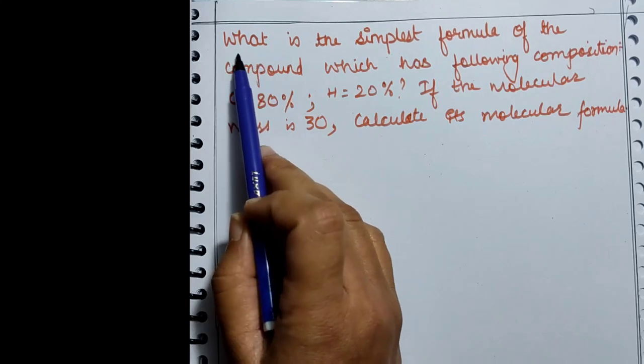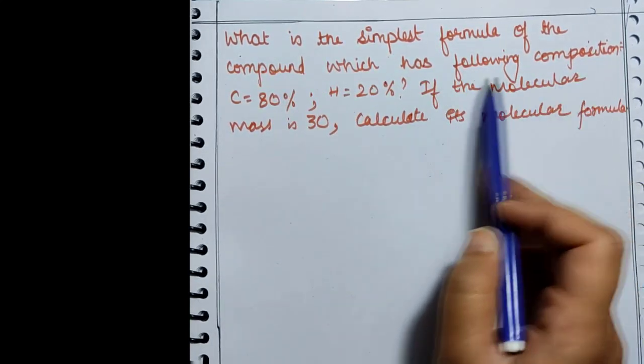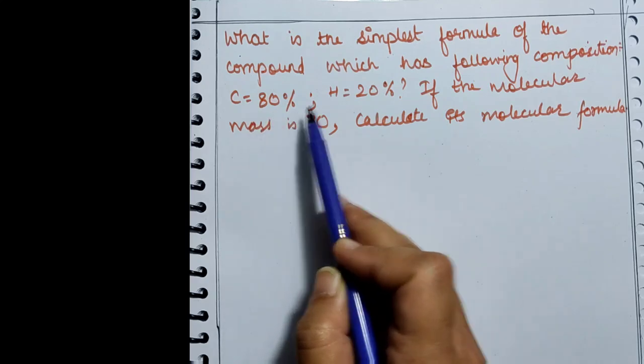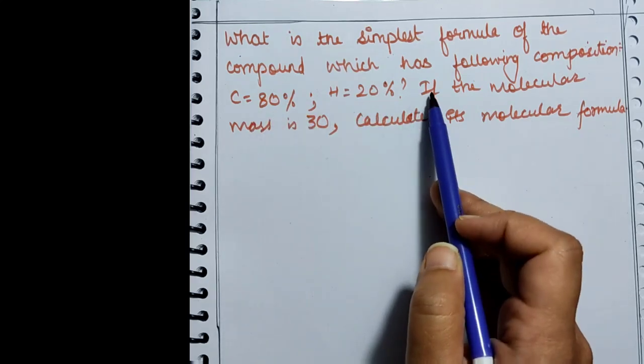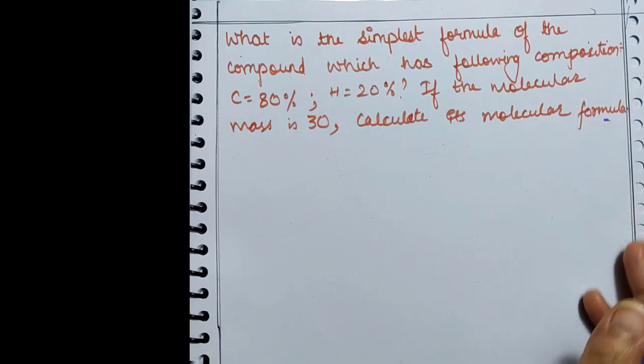The next question is, what is the simplest formula of the compound which has the following composition? C is equal to 80%, H is equal to 20%. If the molecular mass is 30, calculate its molecular formula.